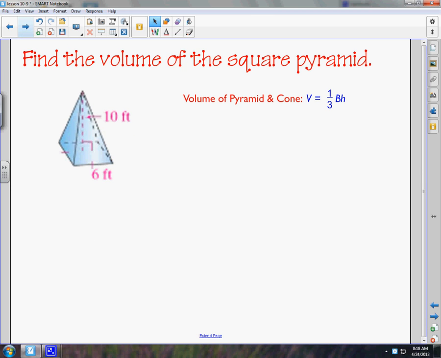Okay, so try this one. Find the volume of the square pyramid. So try this on your own, and then we'll go over it.